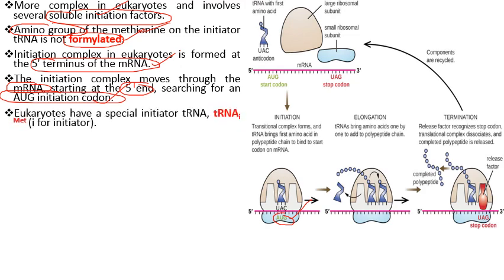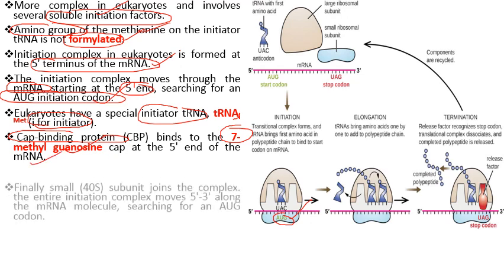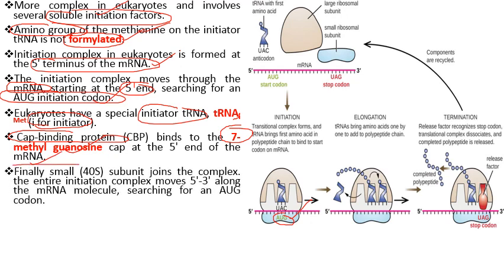So eukaryotes have a special initiator tRNA that is abbreviated as tRNA subscript i. Here i stands for initiator. There are some special proteins known as cap binding proteins, which bind to the 7-methyl guanosine cap at the 5' end of the mRNA. And finally, the smaller subunit, that is the 40S subunit, joins the complex, and the entire initiation complex moves from 5' to 3' along the mRNA molecule searching for an initiation codon.